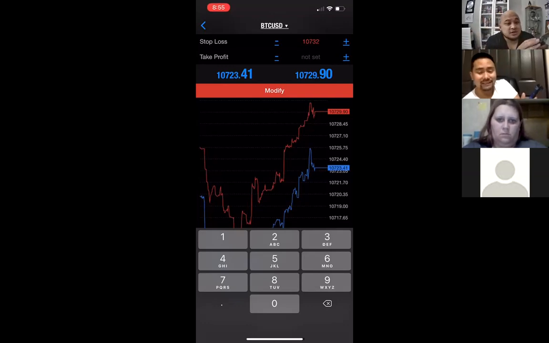So Mitzi, you see this right here? I entered 10,732 on stop loss. So once it gets to 10,732, that means it's going to take me out of the market. So you have to leave this up like this for it to do it? No, you have to click on modify. I only left it like this because once I click on modify, it's going to go out.